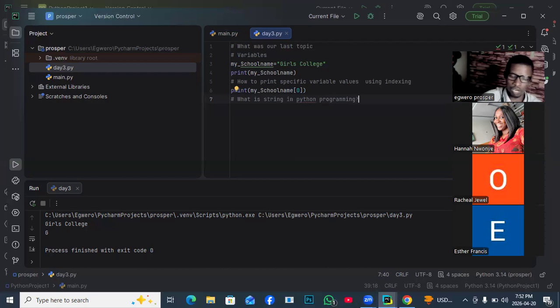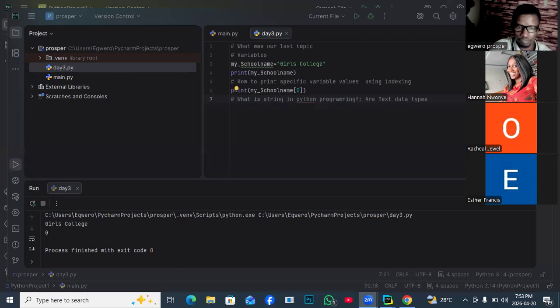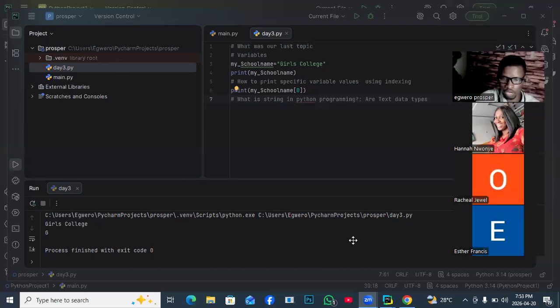Okay, so string, like we said, strings are what? They are text. Hope you can still remember. Text what? Data types. They are text data types. For example, can somebody give us an example of string? Who can give us an example of string? Can anybody give us an example of string?